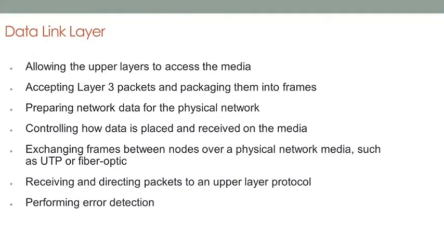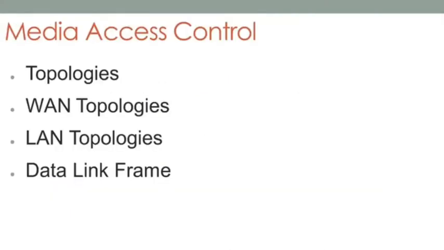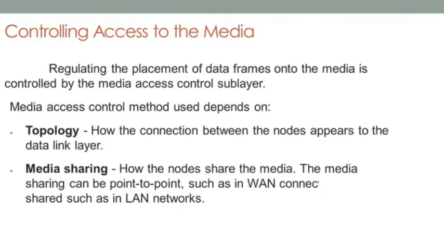Data link layer: allowing the upper layers to access the media, accepting layer 3 packets and packaging them into frames, preparing network data for the physical network, controlling how data is placed and received on the media, and exchanging frames between nodes over a physical network media such as UTP or fiber optic. Four types of media access control: the topologies, WAN topologies, LAN topologies, and the data link frame.